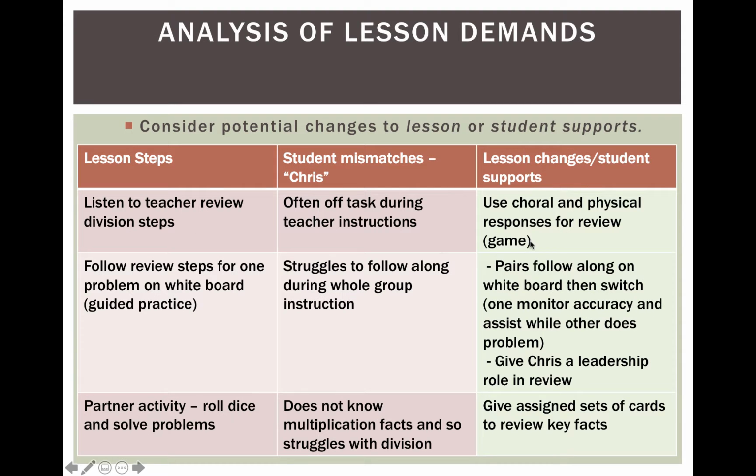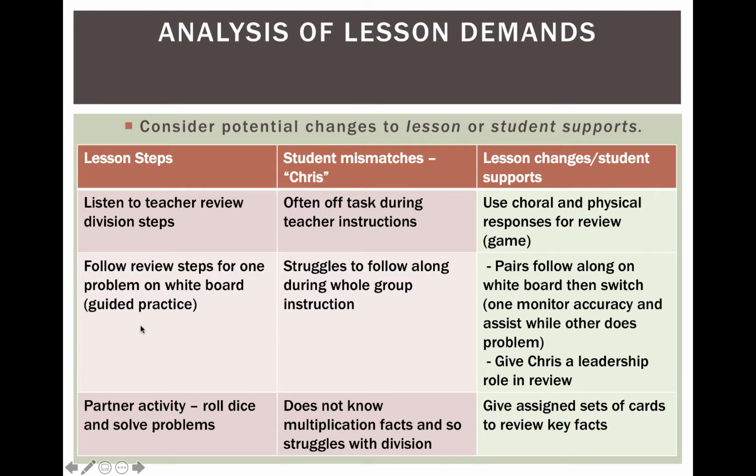So here are a couple of ideas. These are some potential changes to the lesson or to support the student so he or she can access the curriculum and be much more successful. Remember, the first step of the lesson was listen to teacher review division steps, but we know Chris is going to struggle with that. He's going to be off task, missing instructions. So what we can do, a universal design aspect to embed in this lesson, is use choral and physical responses for review. If students have to listen to the teacher review the division steps, we can spice up that activity by making it more interactive so students aren't as passive.